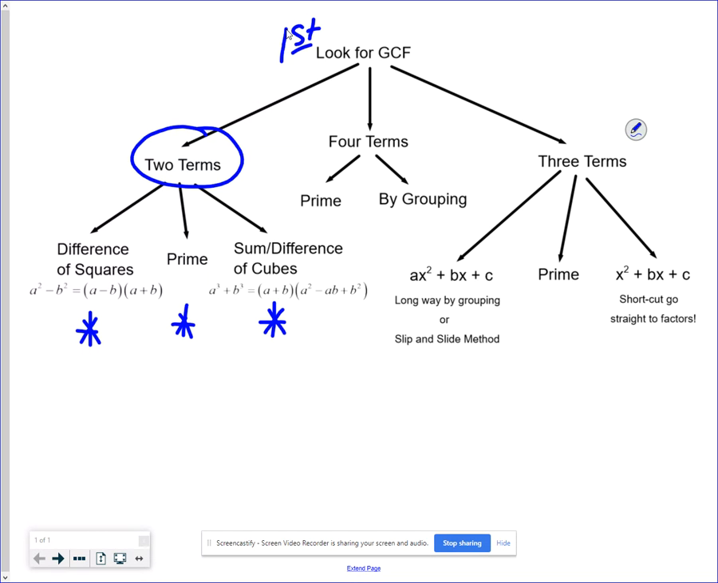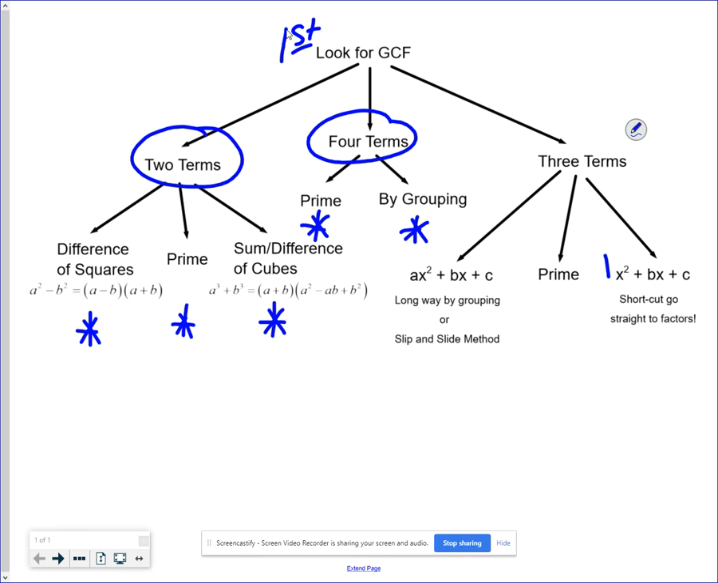If you have four terms, you're going to factor it either by grouping, where you group the first two terms together, you group the last two terms, factor out a GCF, or it's prime. And then if it has three terms, we've been working on this.